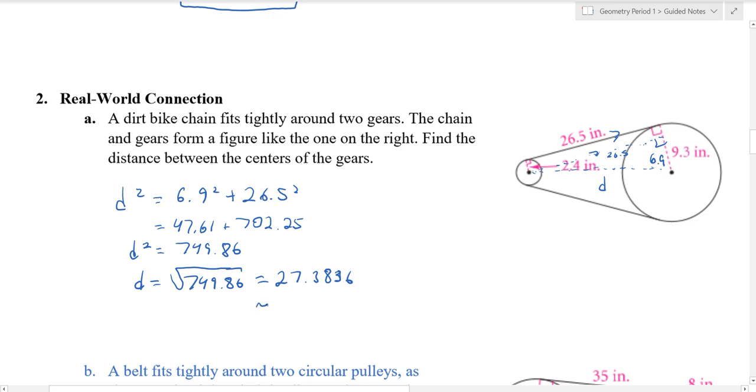So this rounds up to approximately 27.4. And the units are all in inches, so my answer is also in inches. And here is my answer.